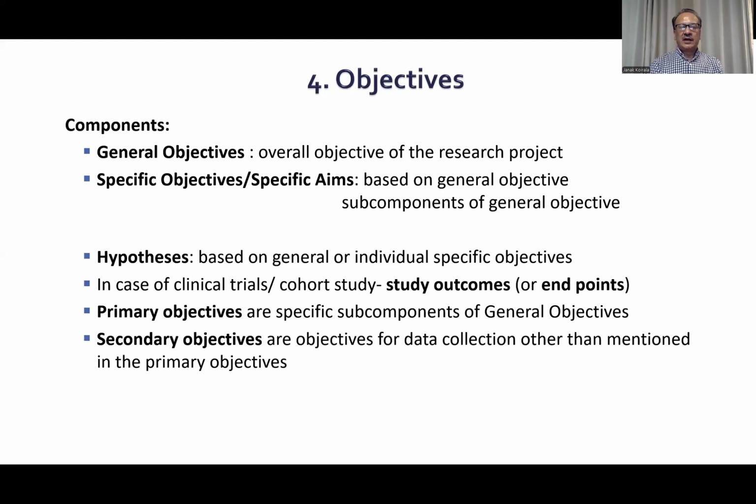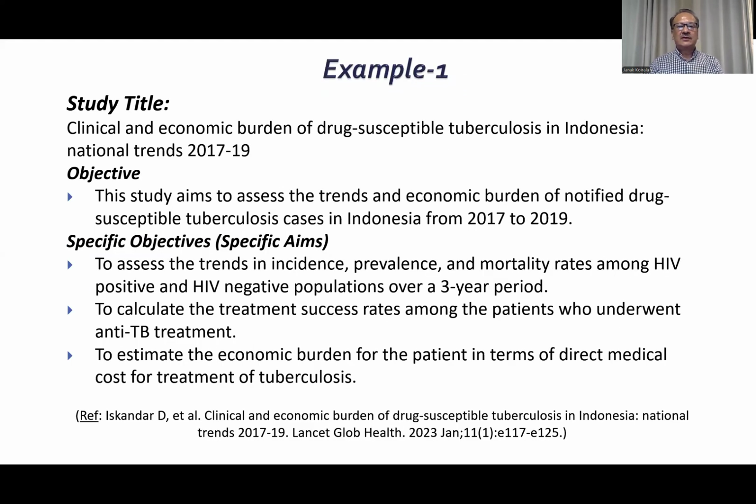So the primary objective should be part of the general objective broken into different subcomponents, whereas secondary objectives may be something that is not related with the general objective, but additional data collection. For example, maybe demographic data collection, prevalence data collection. So that is considered as secondary objective. So some of the examples are here.